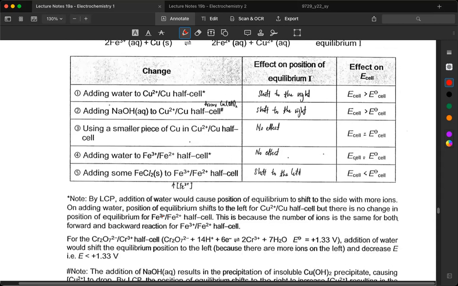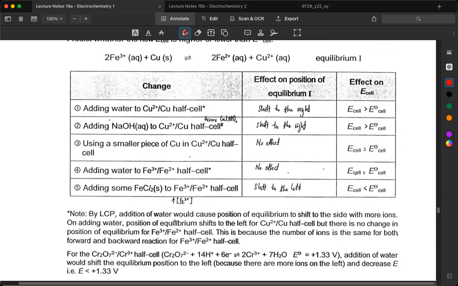But there's no change in position of equilibrium for the Fe3+, Fe2+. So you add more water, right? It favors the ion, so it moves to the side with more ions. That's it, because the ions dissolve in it. Because we add more water, they dissolve more, something like that.